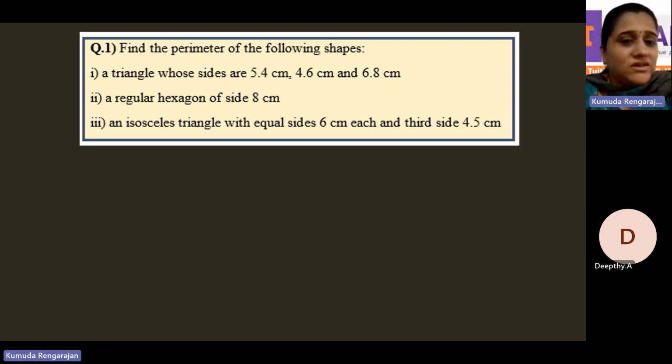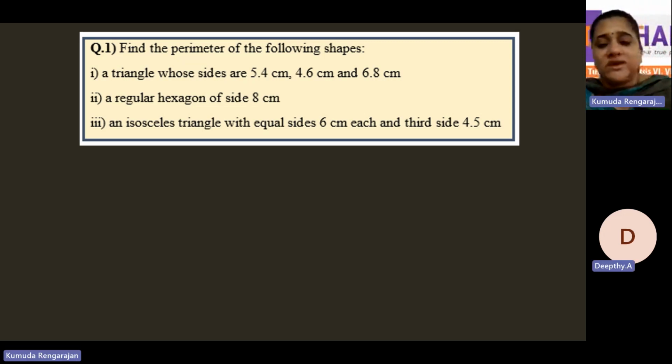So how do you find the perimeter of this regular hexagon? 6 into a. Very good. Because all the 6 sides are equal, it's going to be 8 plus 8 plus 8 plus 8 plus 8 plus 8. Instead of adding 8 to itself 6 times, we rather multiply 8 by 6. Repeated addition is multiplication, and that is the formula also. The perimeter of a regular hexagon is 6 into a, or 6 into side. 6 into 8, 48 centimeters. Very good.